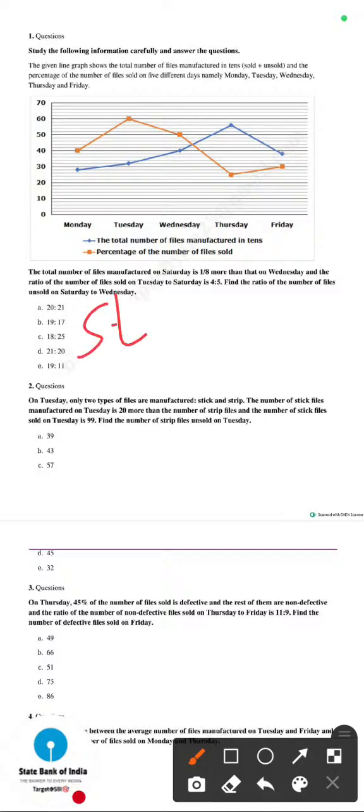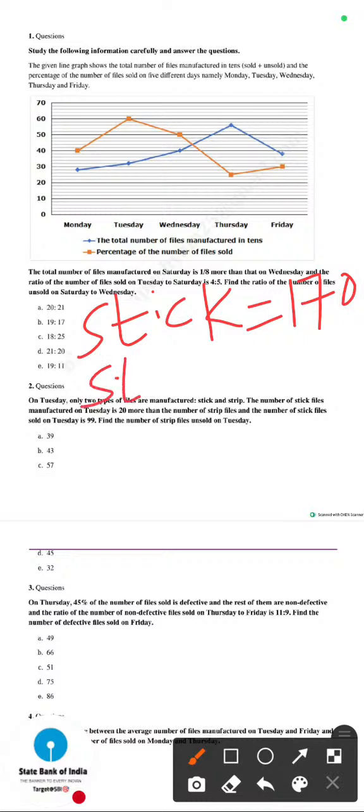Stick 170. So if it is 170, the next one must be 150. So strip 150. So these are the given.